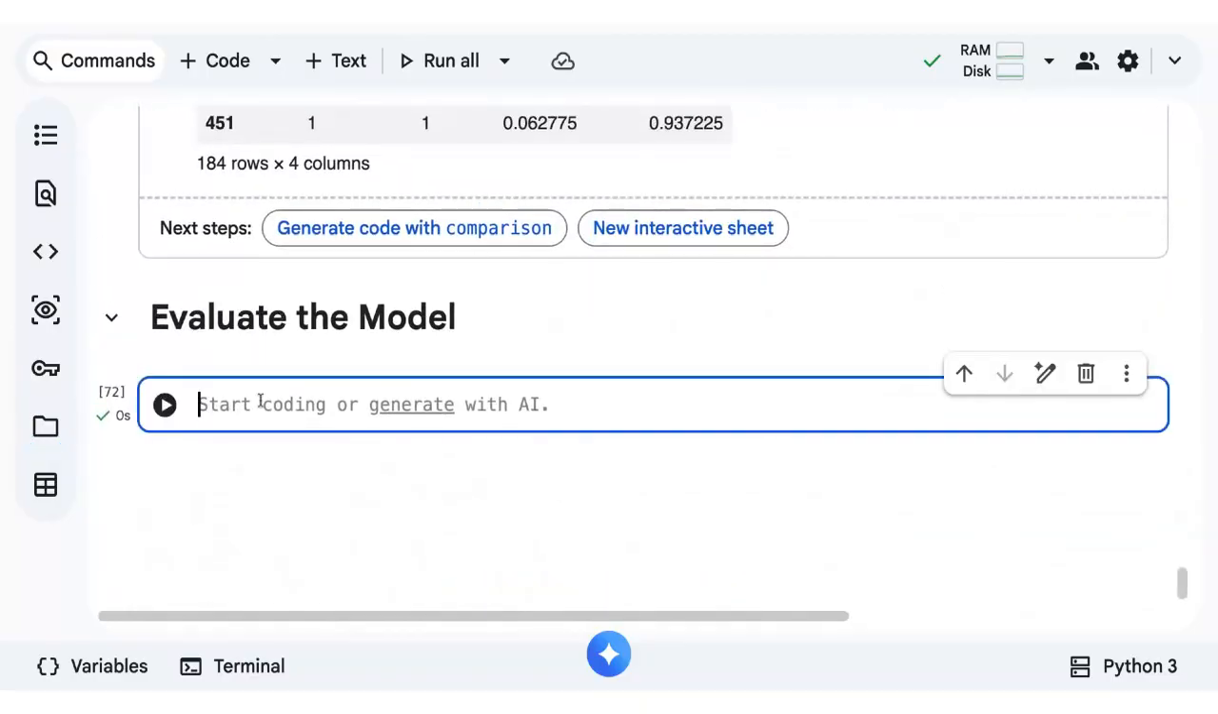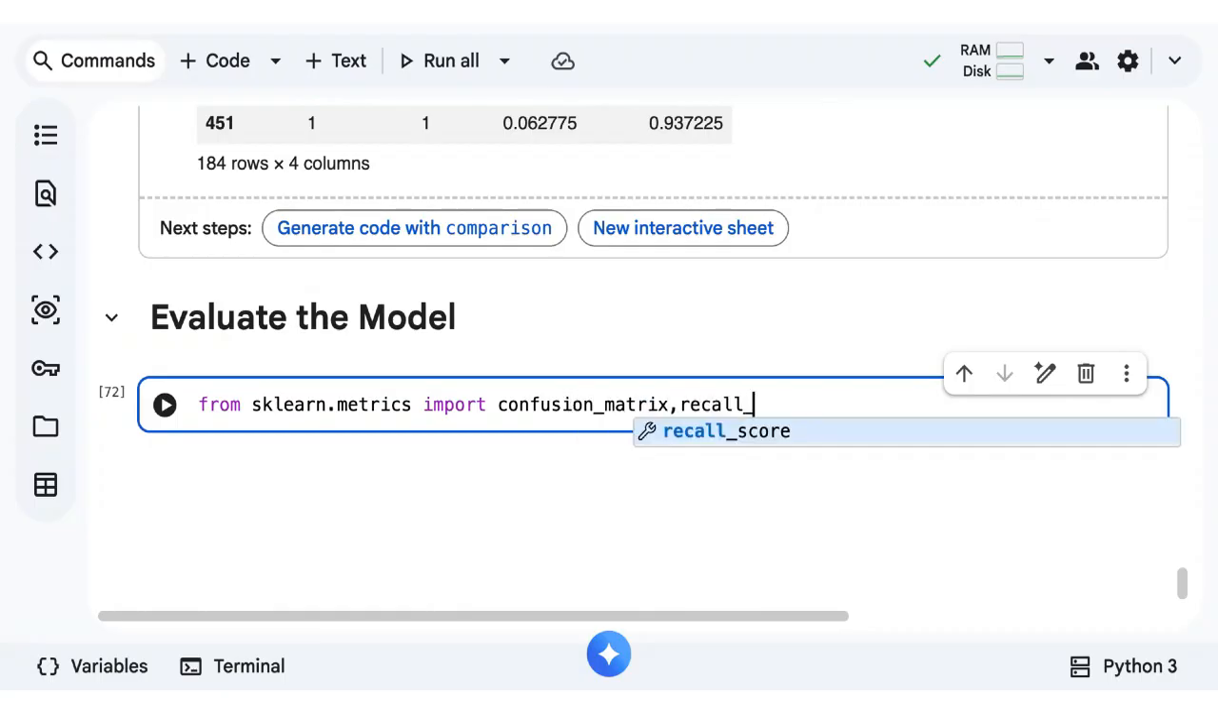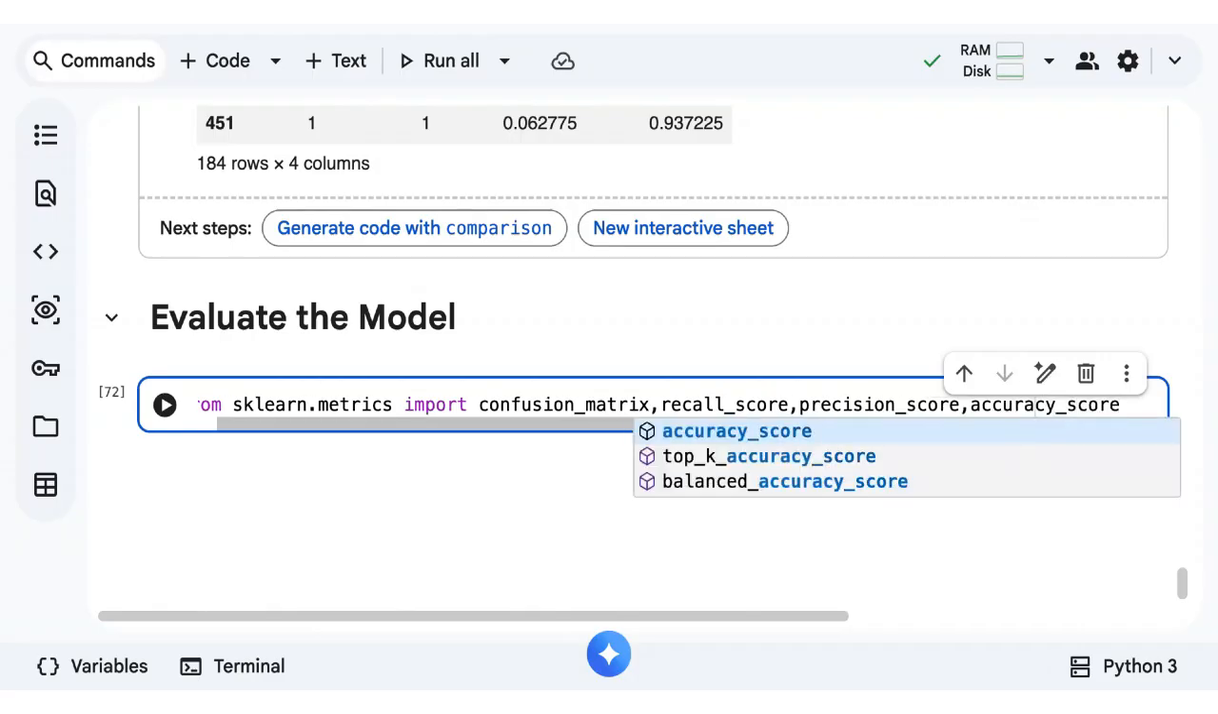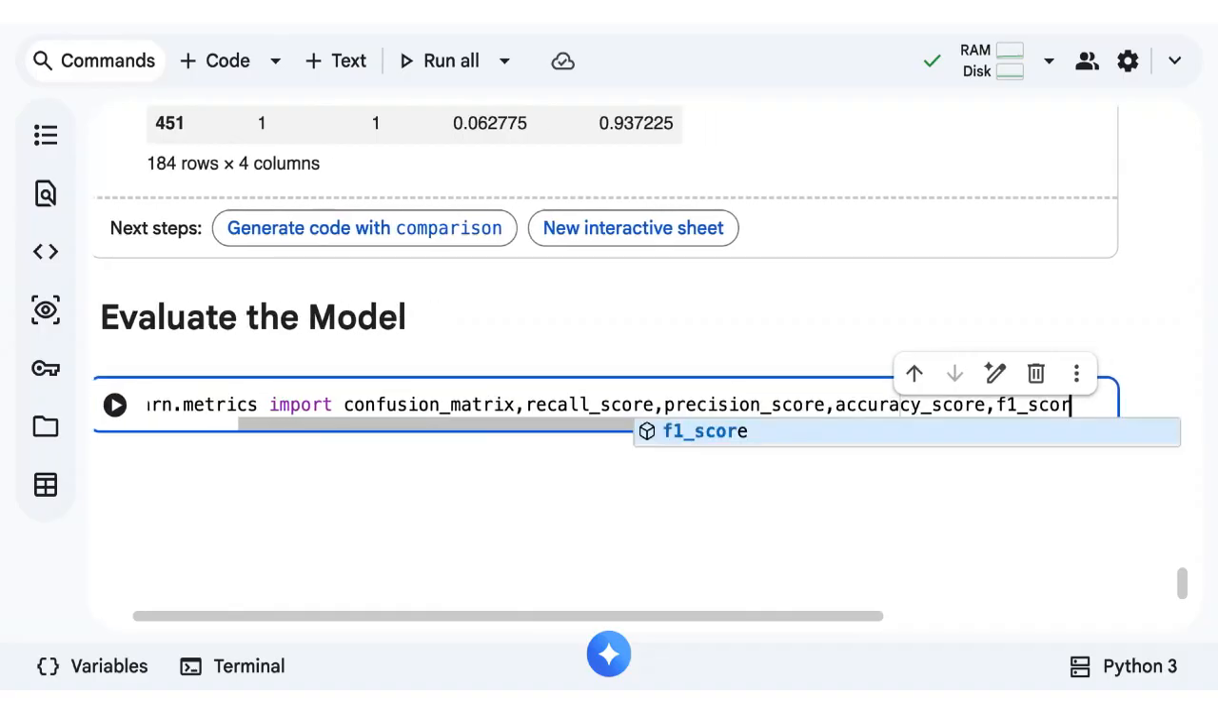Okay. So again, same thing. You have to import the libraries. So from sklearn.metrics import confusion matrix, recall score, precision score. What else do you have? Accuracy score, and then you have F1 score.